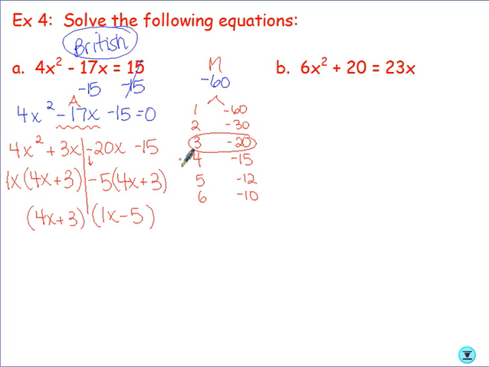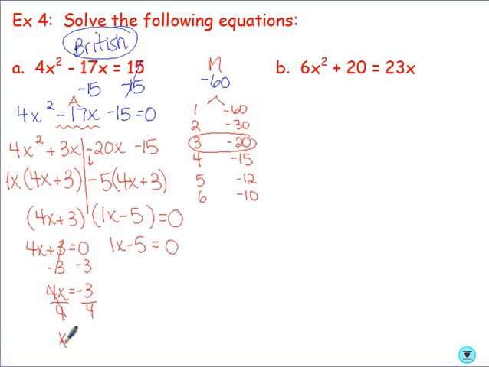Now is when the equals 0 is important. That was the old stuff. The new stuff is setting the two parentheses equal to 0. 4x plus 3 equals 0, and 1x minus 5 equals 0. Well, in order to solve this one, I have to subtract 3 from both sides. That leaves me with 4x equals negative 3. I need to divide both sides by 4.